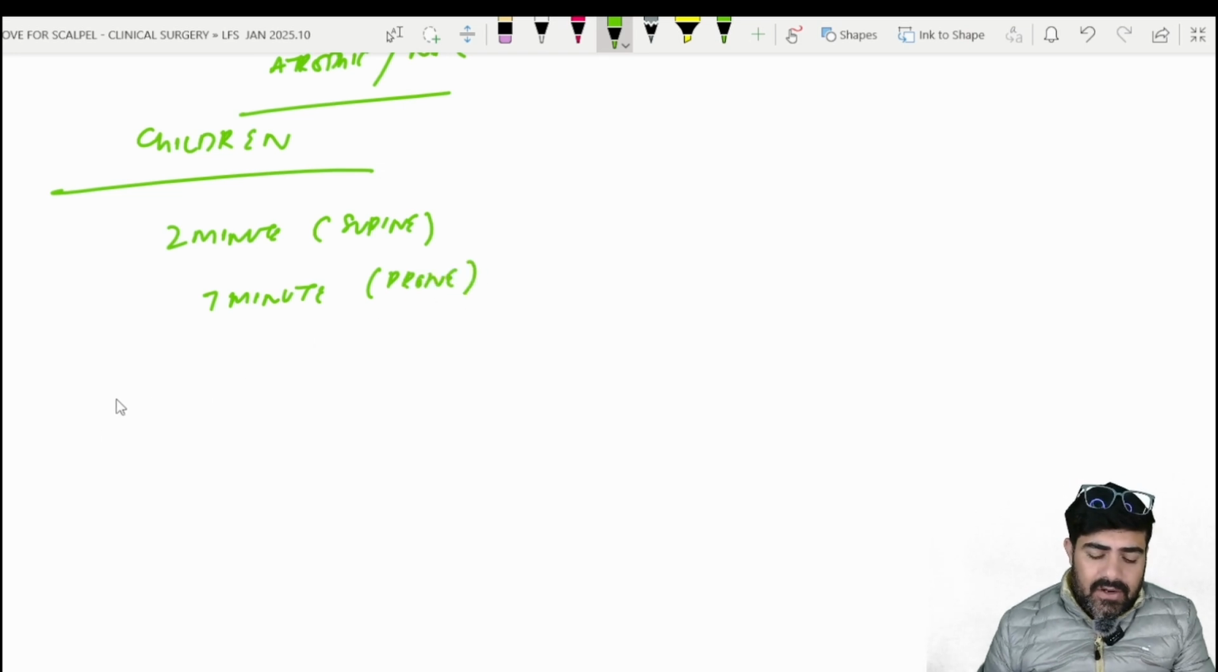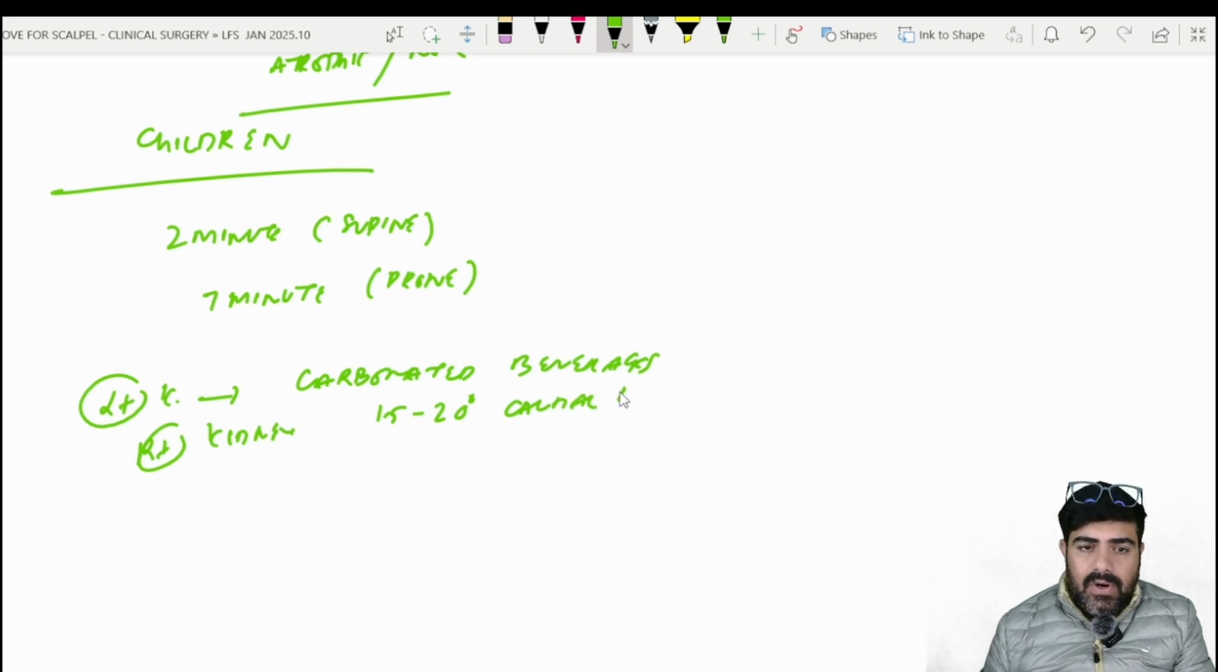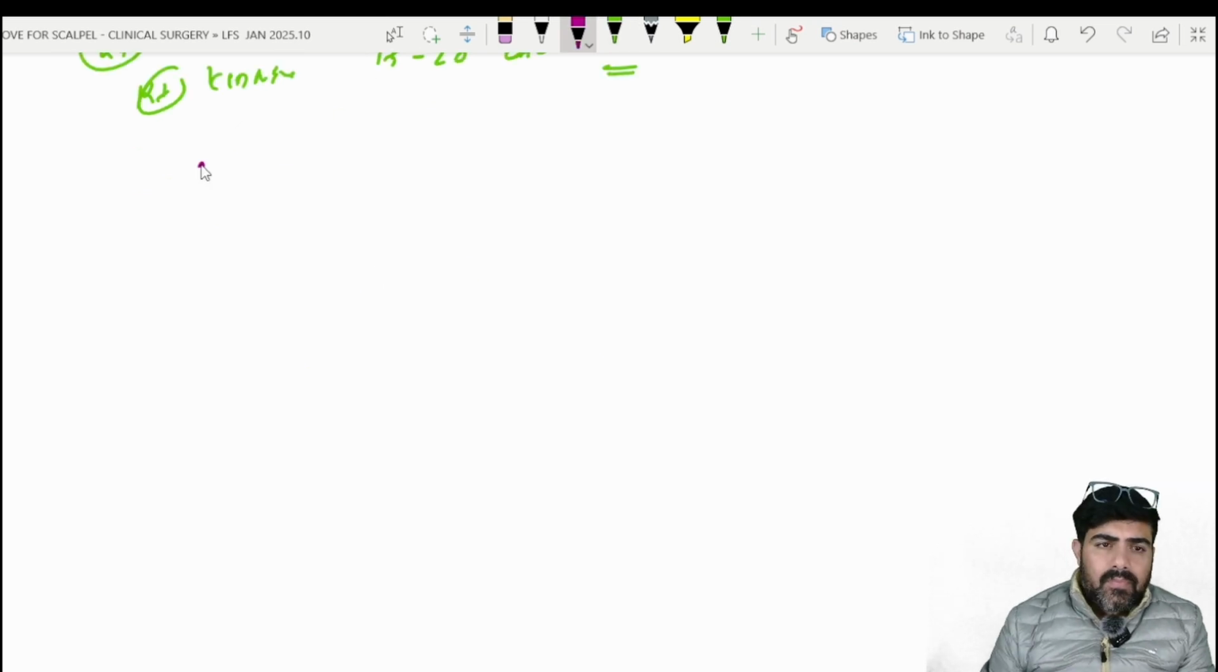One more thing, for better visualization of the left kidney, carbonated beverages are given. And for better visualization of the right kidney, a 15 to 20 degree caudal tilt is used.